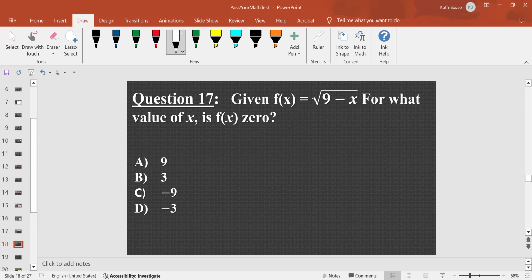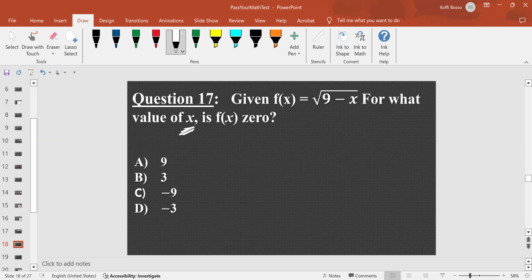Question 17. Wow. For question 17, understand that they say given f of x equals square root of 9 minus x. So we read this as square root of 9 minus x. For what value of x is f of x 0? Please, they don't ask you to find f of 0. No. They say for what value of x?